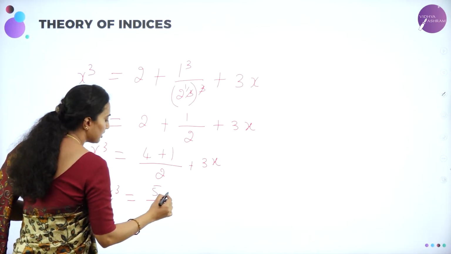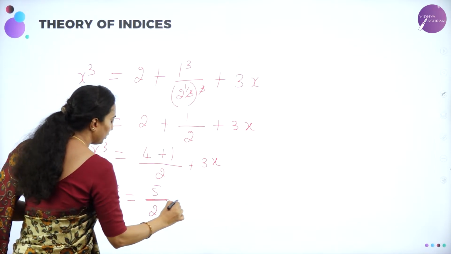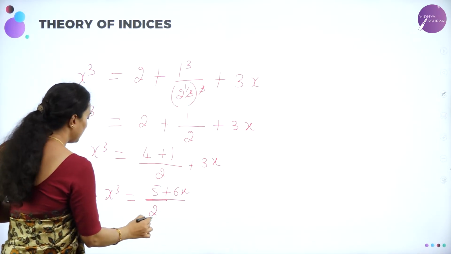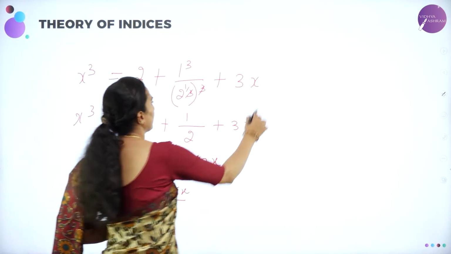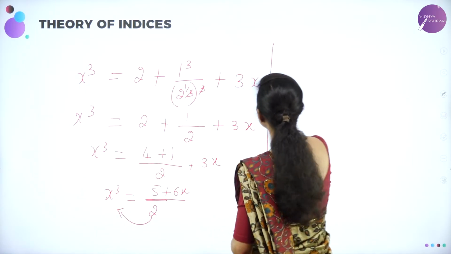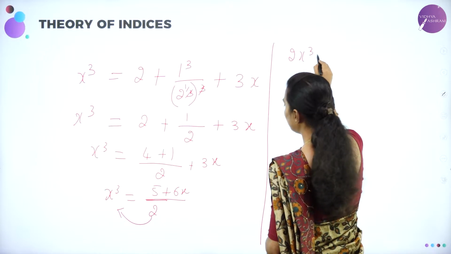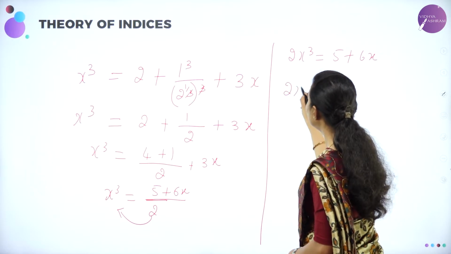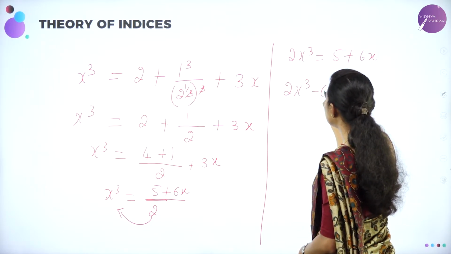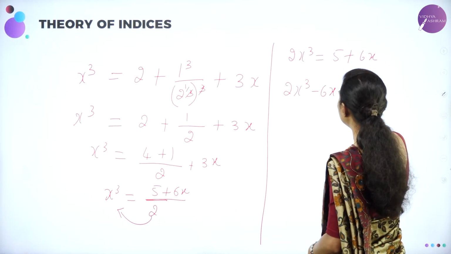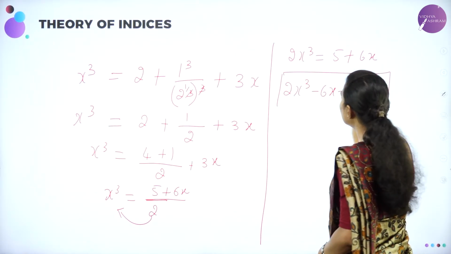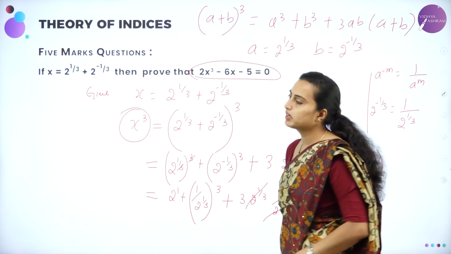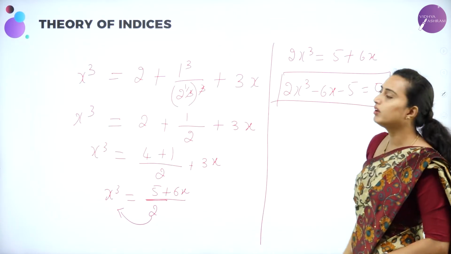2 3s are 6. Isn't it? So LCM will be 2 only, plus 2 3s are 6x. Now you can cross multiply the 2 this side. It will become 2 into x cube, 2x cube, equal to 5 plus 6x. Otherwise, you are going to have 2x cube minus 6x, take this side, minus 5 equal to 0. That is your answer. This question will be asked for 5 marks: 2x cube minus 6x minus 5 equal to 0.